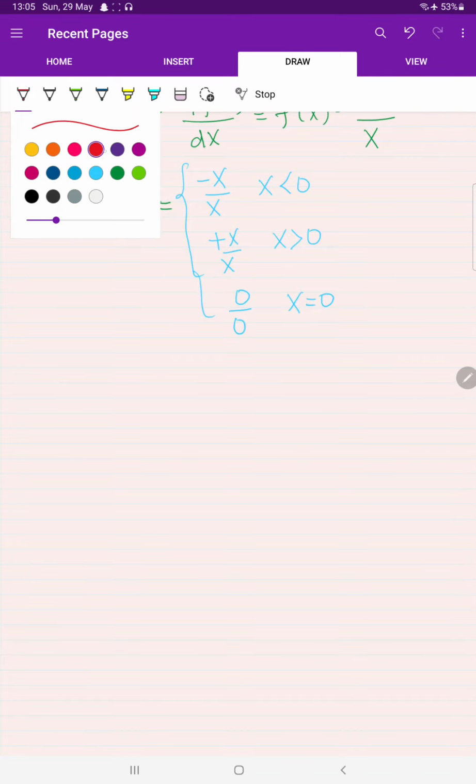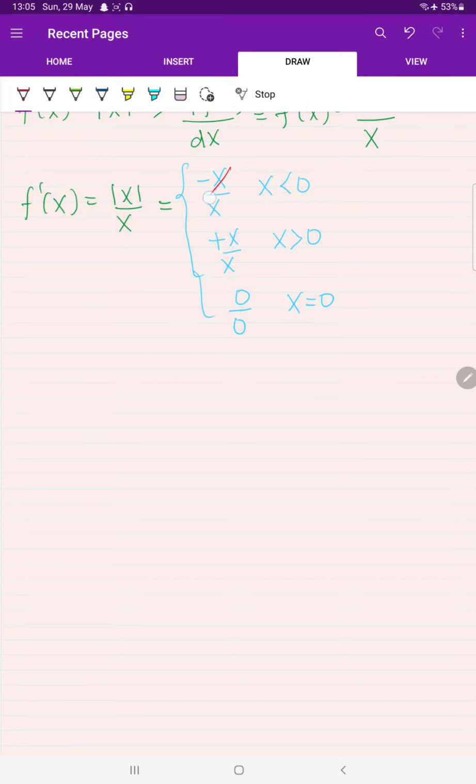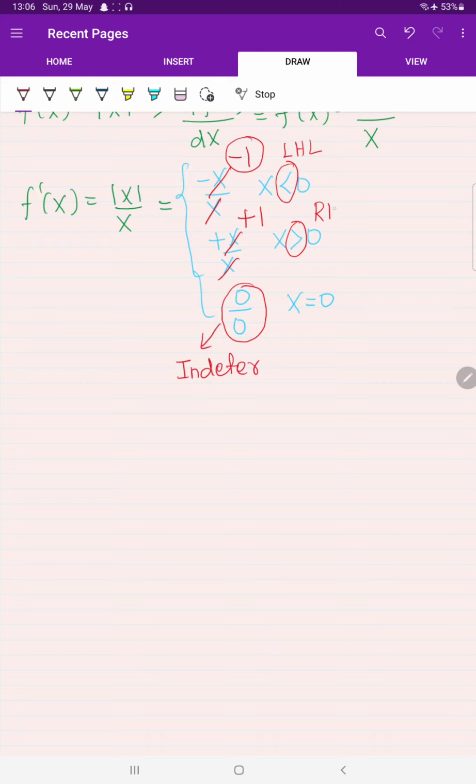This x will get cancelled, and the answer is minus 1. Here also x will get cancelled and the answer is plus 1. And at 0 we get the 0 by 0 form. Whenever we face the 0 by 0 form, it is called an indeterminate form. One more thing: when x is less than 0, in the left hand side limit, the value became constant, that is minus 1. When x is greater than 0, the right hand side limit, I got a constant value, that is plus 1.